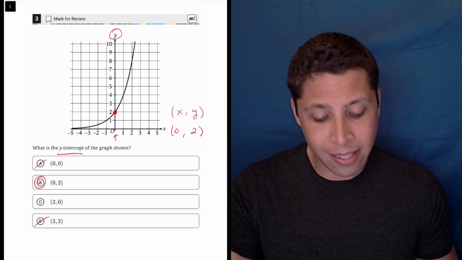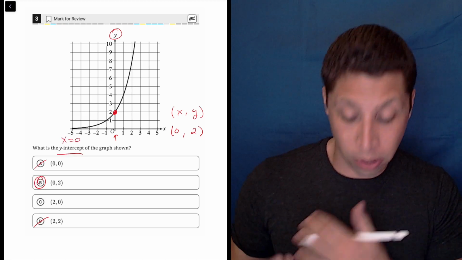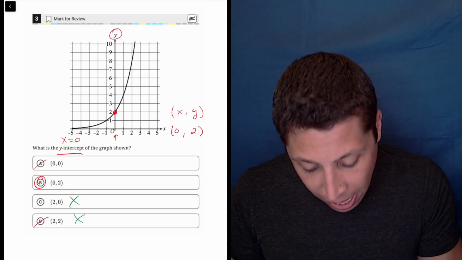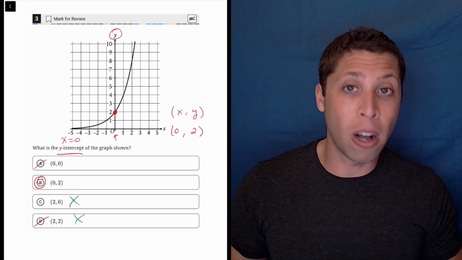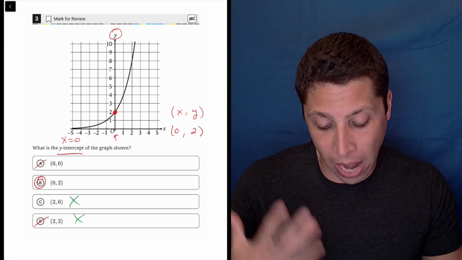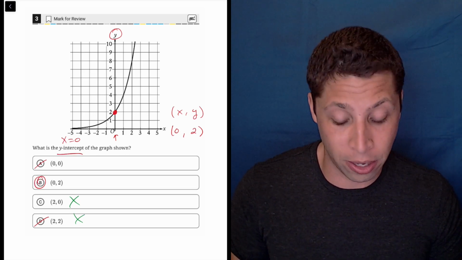Now, the other way to think about this that maybe can help on a harder version of this question is that every single y-intercept has an x-coordinate of 0. So if you're thinking of it in those terms, then C and D are already wrong because they have an x-coordinate of 2. So we would be down to A and B first, and we know that 0, 0, the origin, is not going to be the y-intercept here.